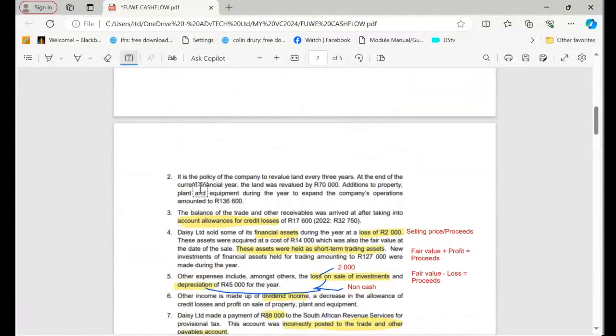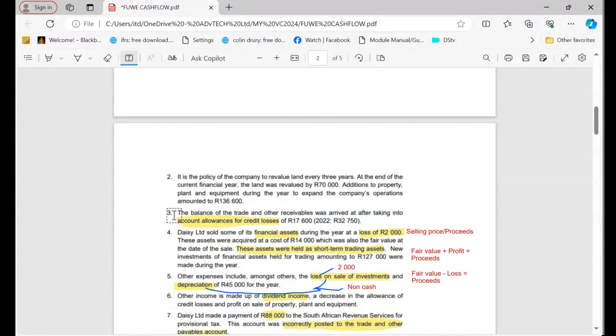Now, let's check number two. Do you see number two? It is the policy of the company to revalue land every 3 years. At the end of the current financial year, the land was revalued by 70,000. Additions to property, plant and equipment during the year to expand the company's operations amounted to 136,600. Let's talk about the revaluation.